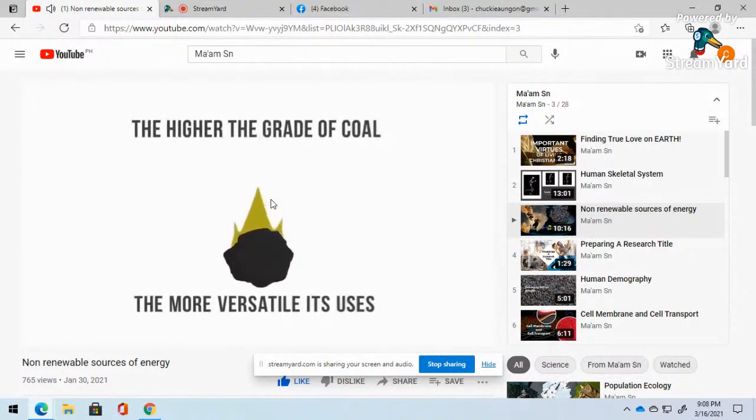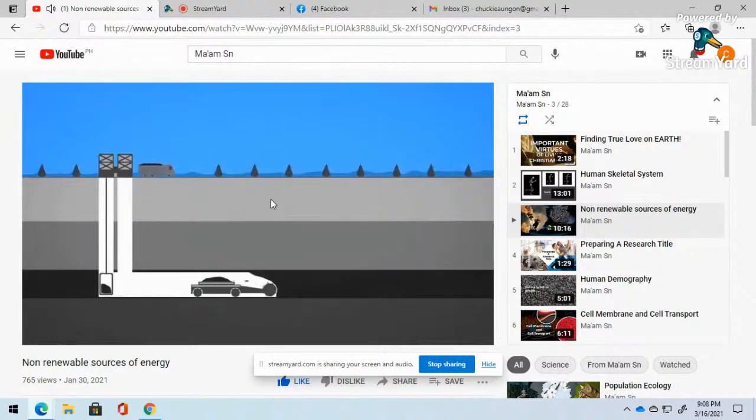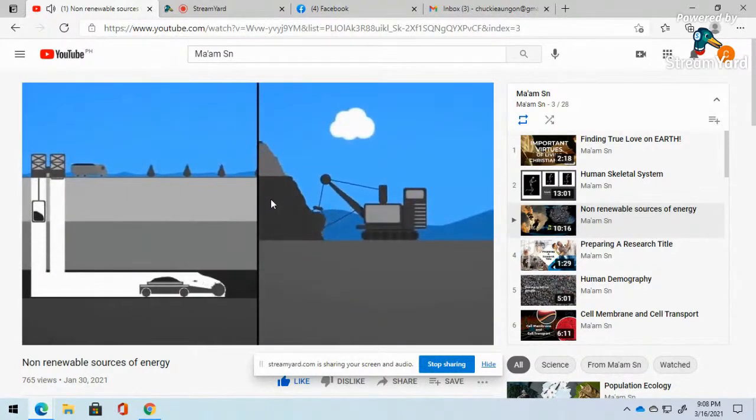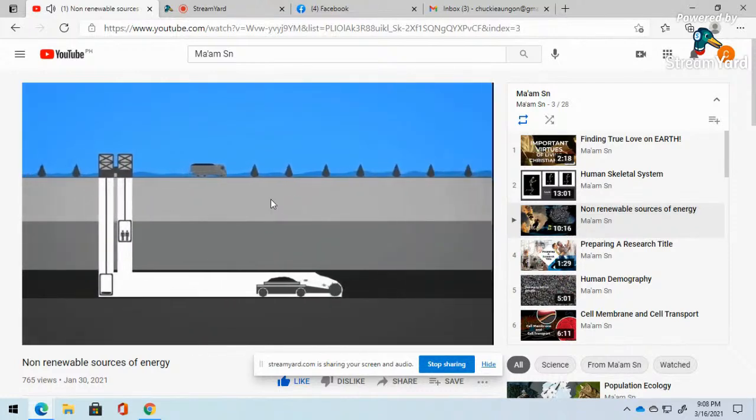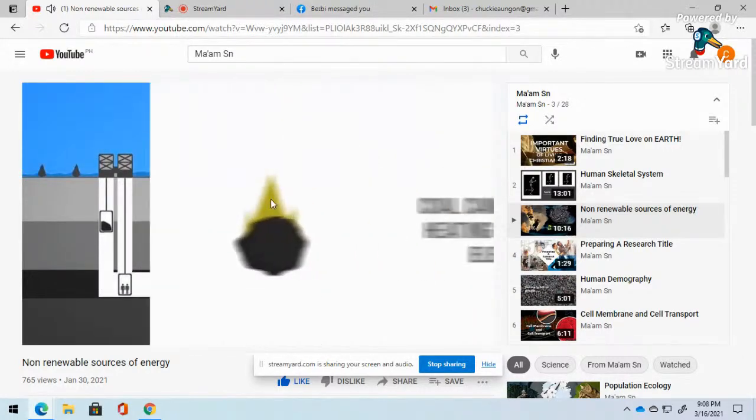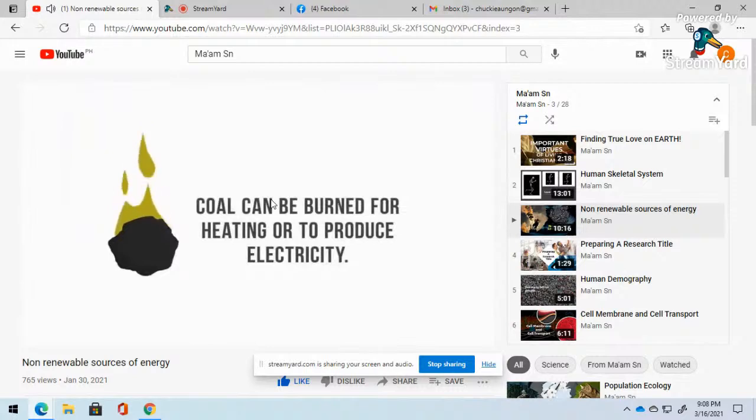The general rule is that the higher the grade of coal, the cleaner it burns and the more versatile its uses. Coal is extracted from the earth through underground mining or surface mining. The choice of mining method is largely determined by the geology of the coal deposit and its distance from the surface. Underground mining currently accounts for a larger share of world coal production than surface mining.